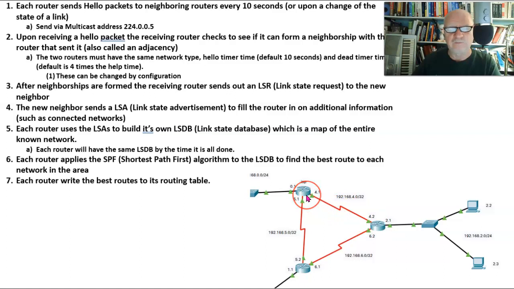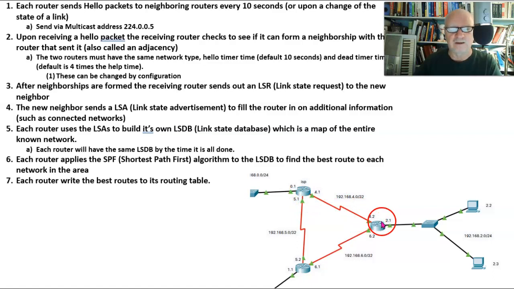Now, if certain things are all in a line, that is to say, the same network type, the same hello timer time, which defaults to 10 seconds, the same dead timer time, which defaults to 4 times the hello timer, but they can all be changed. As long as all those are the same, and there's some other things too, like authentication and so on, but primarily those 3 things, if they're all the same, then this router here and this router here will decide to become a neighbor.